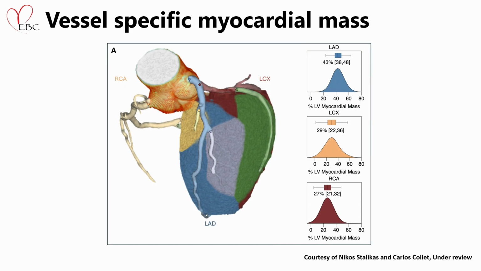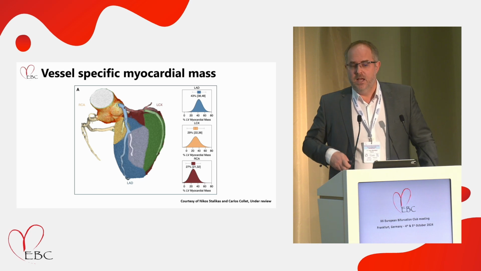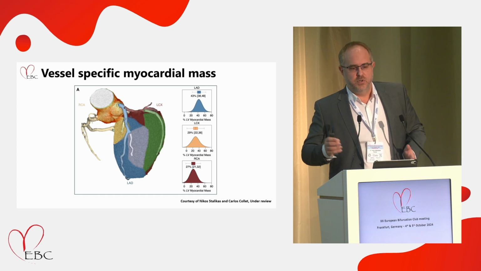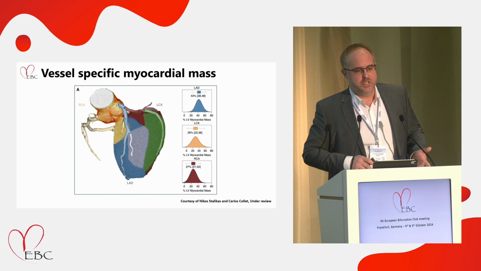So it's probably good to have in mind some reference points. This is a work from our group, the group of Carlos Collet. A colleague took 1,000 CTs and analyzed almost 10,000 vessels. And we saw that on average, the mass of the LAD is 43%, 29% for the left circumflex, and 27% for the RCA.